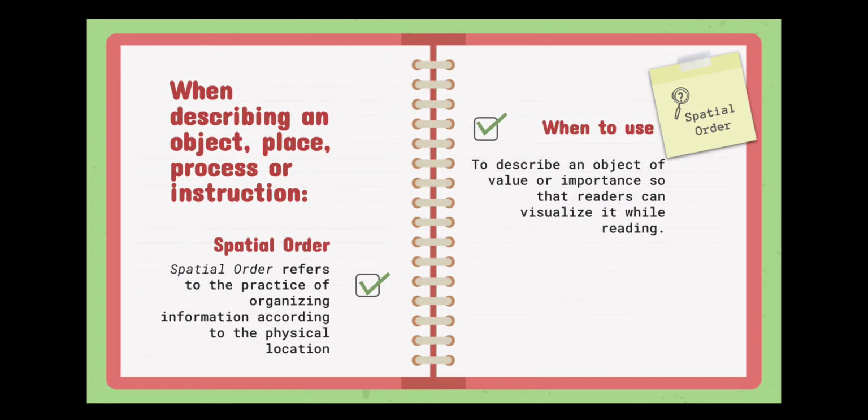When describing an object, place, process, or instruction, you need to take care of spatial order. There has to be some organizing system of describing. Spatial order refers to the practice of organizing information according to the physical location. So you can start from the right, go to the top, then go to the left, and then come back to the bottom. When do we use description of objects? We describe objects of value or importance so that the readers can visualize it while reading.